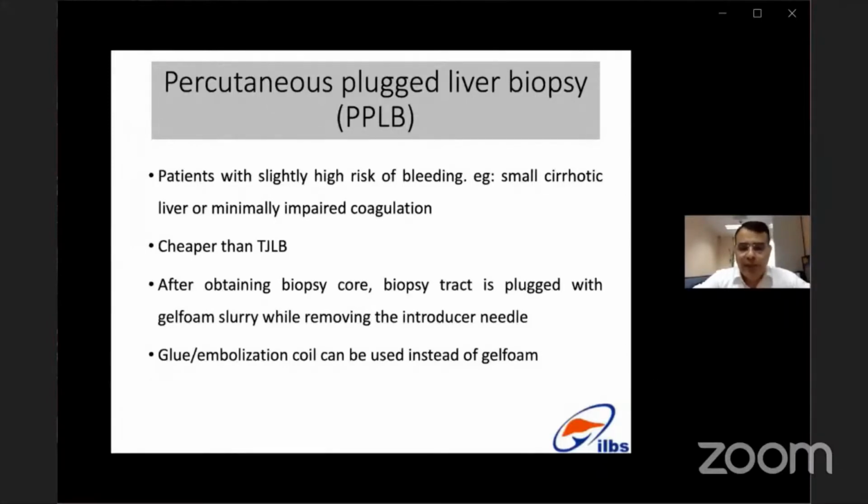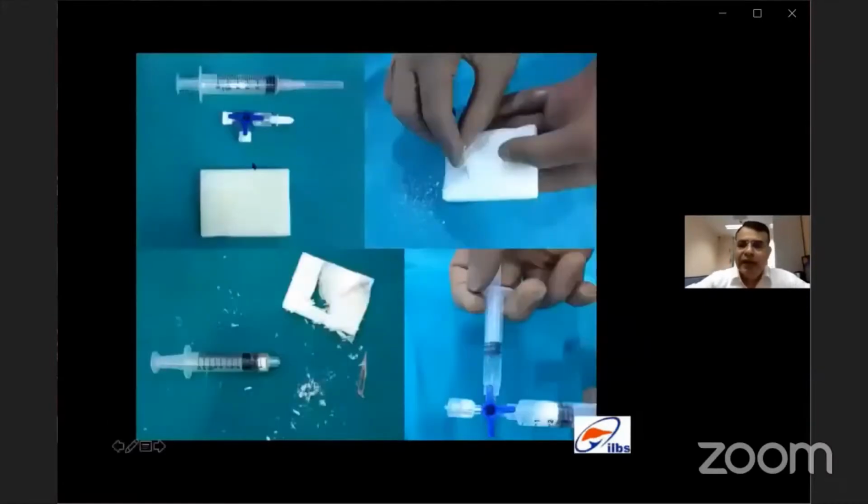And after obtaining the biopsy core, the biopsy tract is plugged with gel foam slurry while removing the introducer needle. Glue or embolization coil can also be used instead of gel foam to close that percutaneous tract through which the biopsy is obtained. And this is the simple way of preparing a gel foam slurry.